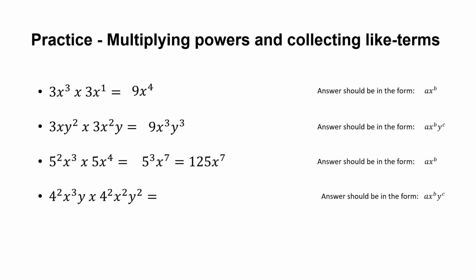We have x cubed times x squared. Adding the exponents gives us x to the power of 5. And then we have y, which is y to the 1, as we discussed, times y squared. So we add the exponents of 1 and 2 and we get y cubed. So all in all, this gives us 256 x to the power of 5 y to the power of 3.